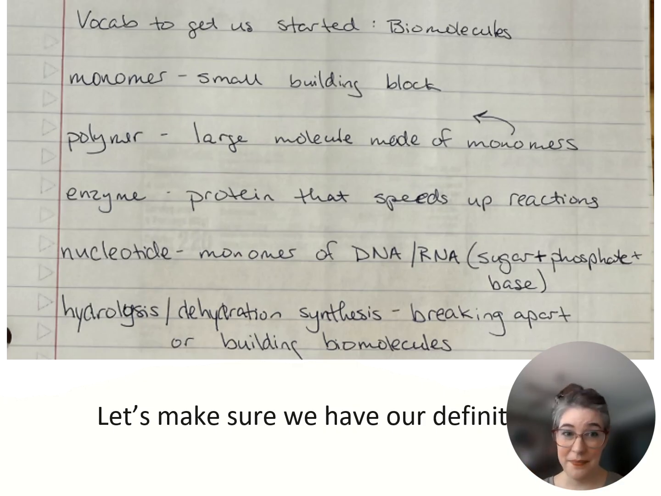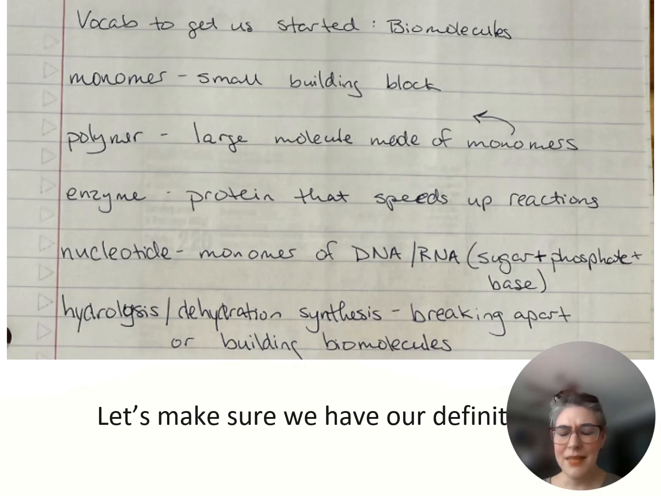Mono, one. Polymer, this is a large molecule made up of monomers. So if you have one Lego block and you connect it to more Lego blocks, you can make a polymer, poly, many. So from mono, one, you can make a polymer from many. So they go together. Enzymes, this is just a protein that will speed up reactions.